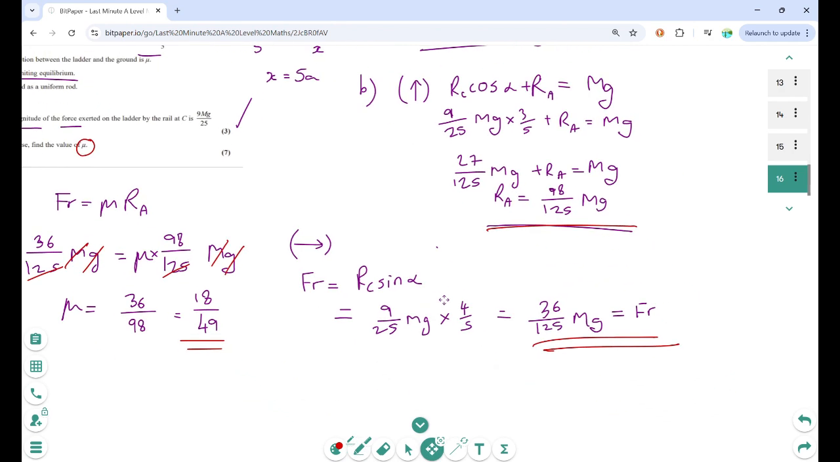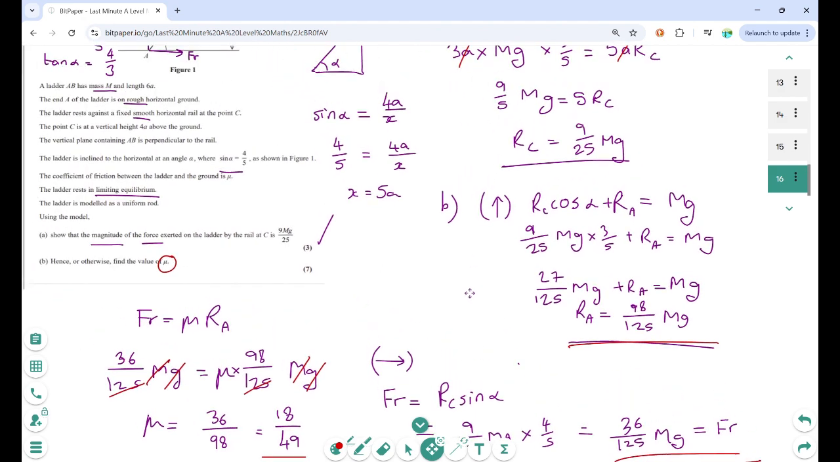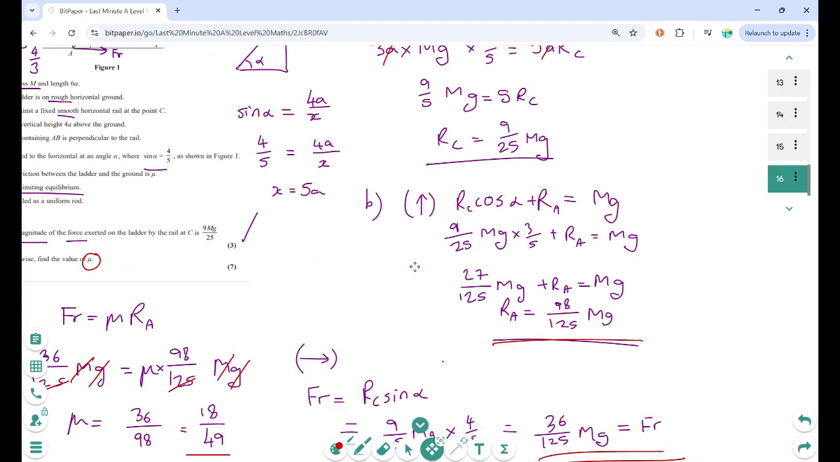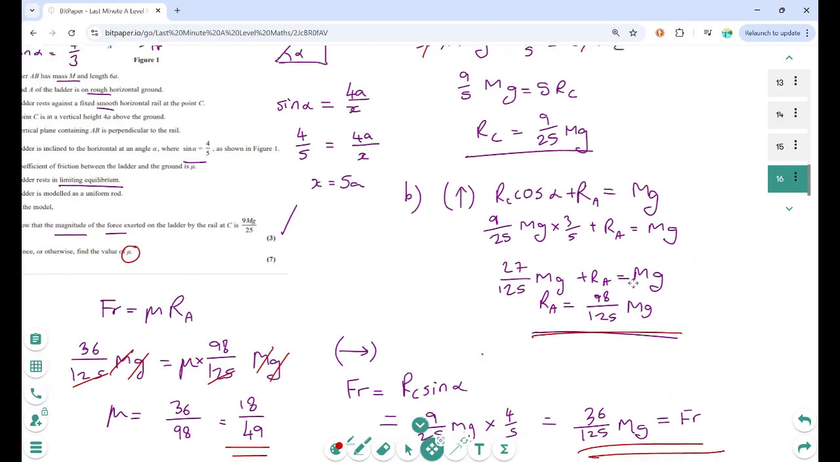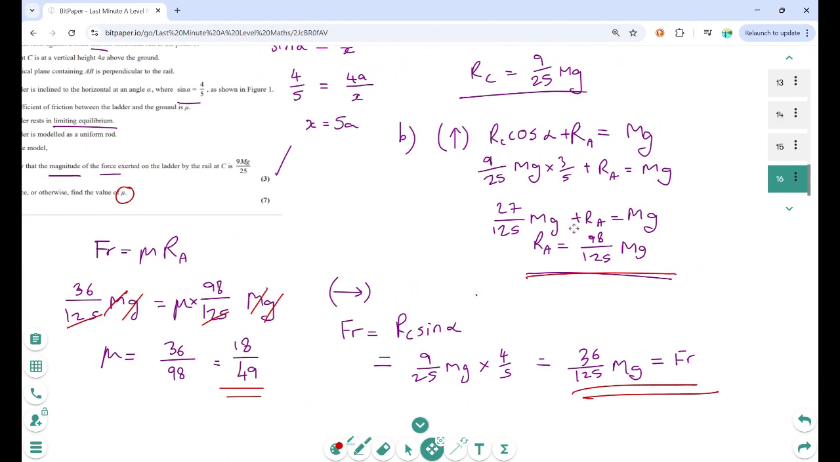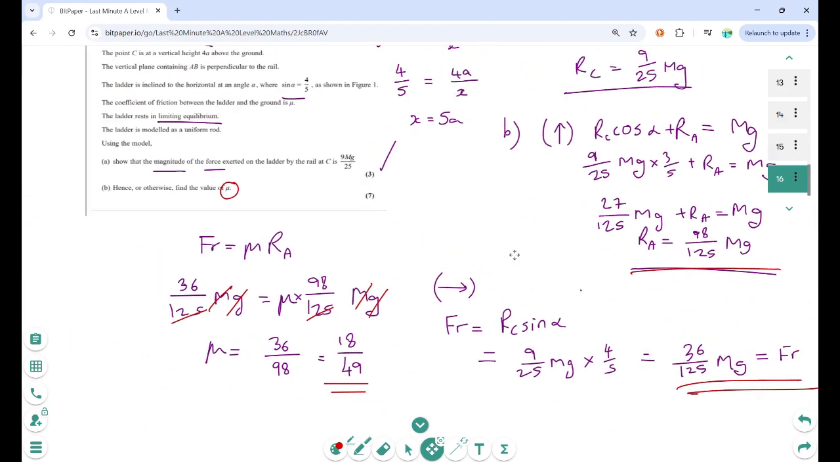Okay, I hope that helps. Just remember, you've only got those three methods: moments, resolve left and right, resolve up and down. And putting all those equations together, you should be able to battle your way to the answer.